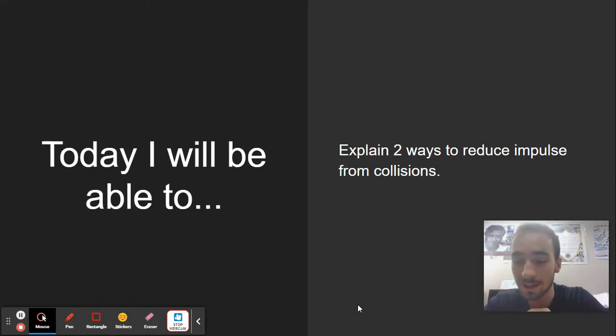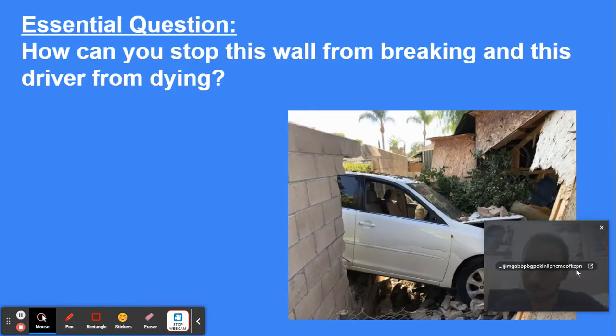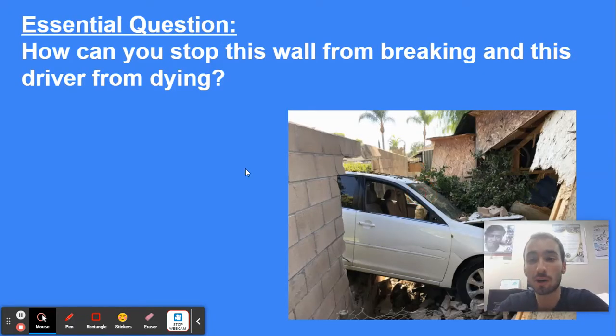Here are the questions for the day. Here's the objective for the day: explain 2 ways to reduce impulse from collisions. So our essential question is, how could you stop this wall from breaking and this driver from dying?